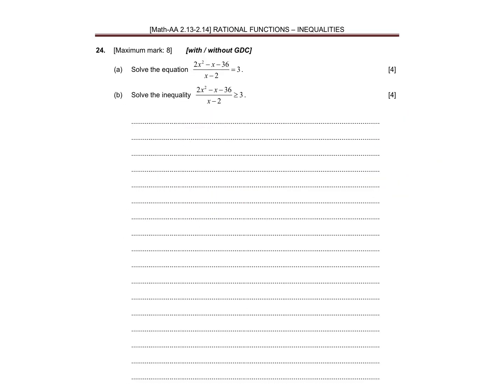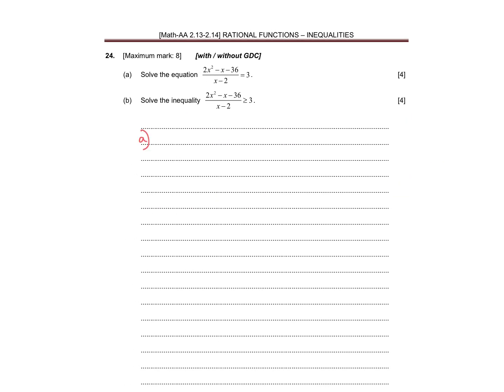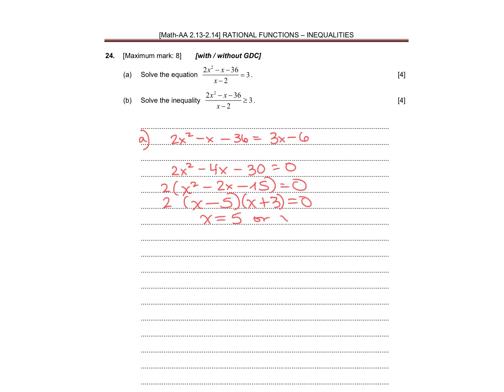All right, so in A, we can actually cross multiply because it's an equation. So 2x squared minus x minus 36 equals 3x minus 6. Subtract 3x, so negative 4x, add 6, so negative 30. Factor out a 2. And it's going to be (x minus 5)(x plus 3). So x is 5 or x is negative 3.